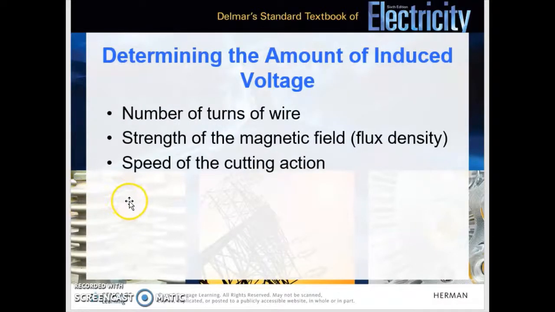And that brings us to three very important points here. You will be tested on this. The amount of induced voltage onto the wire is determined by three things, and you see it on the screen here. The number of turns of wire, the strength of the magnet, and third, the speed of the cutting action. So, how quickly is the conductor moving through the magnetic field? These are the three things that determine the amount of induced voltage.